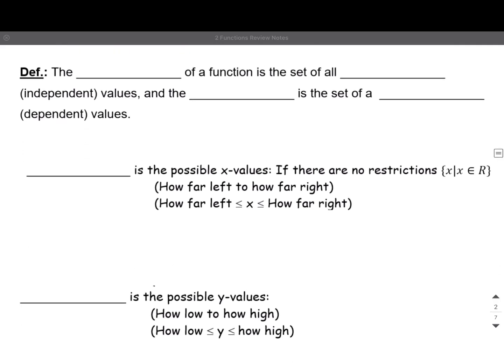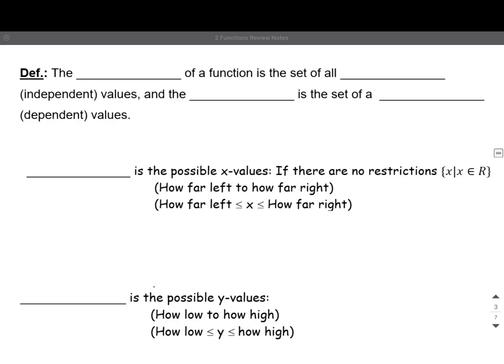Now we're going to break it down and we're going to look at domain and range. So the domain of a function is the set of all inputs. It's the independent values, okay? Usually the x values, but not always the x value. And the range is the set of all outputs. That's the dependent values. So this is the set of all outputs, or the dependent values.